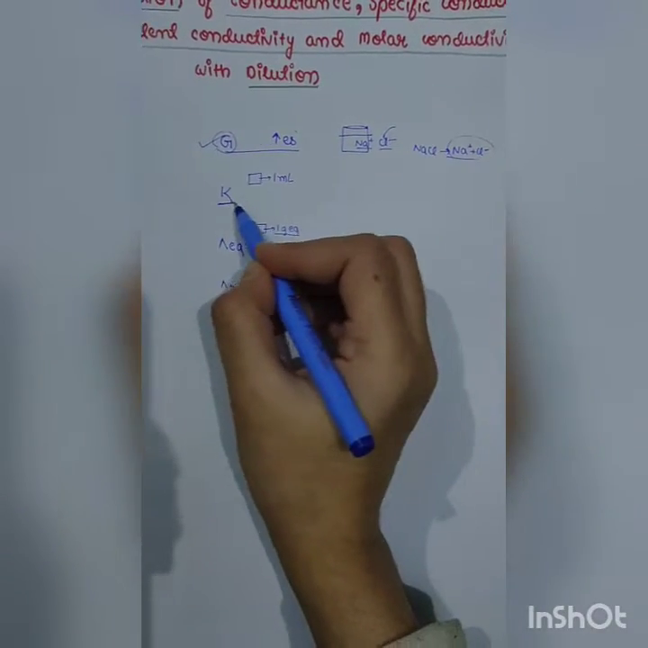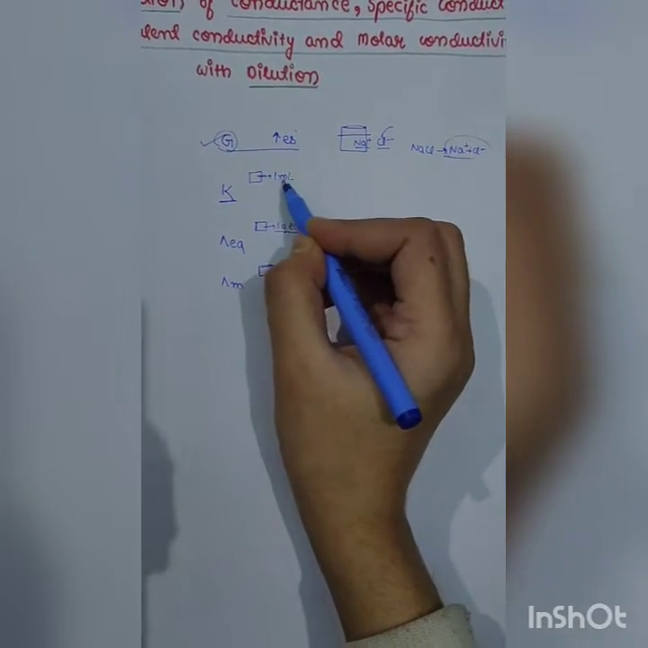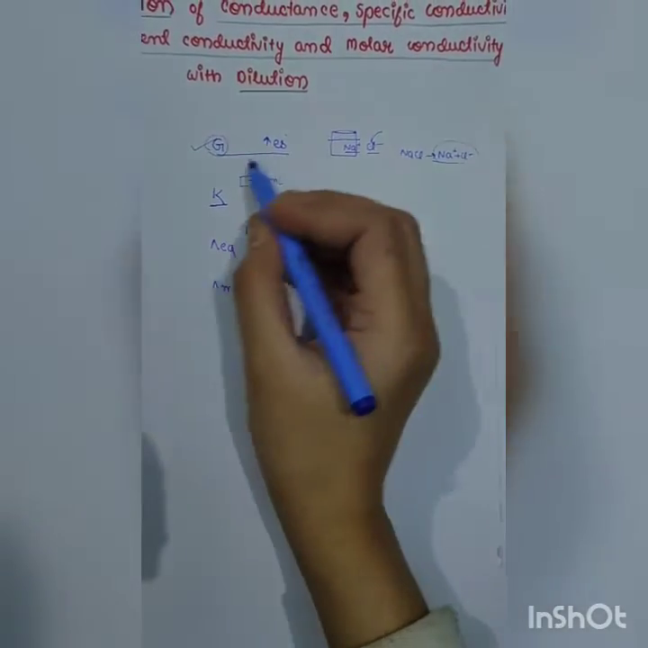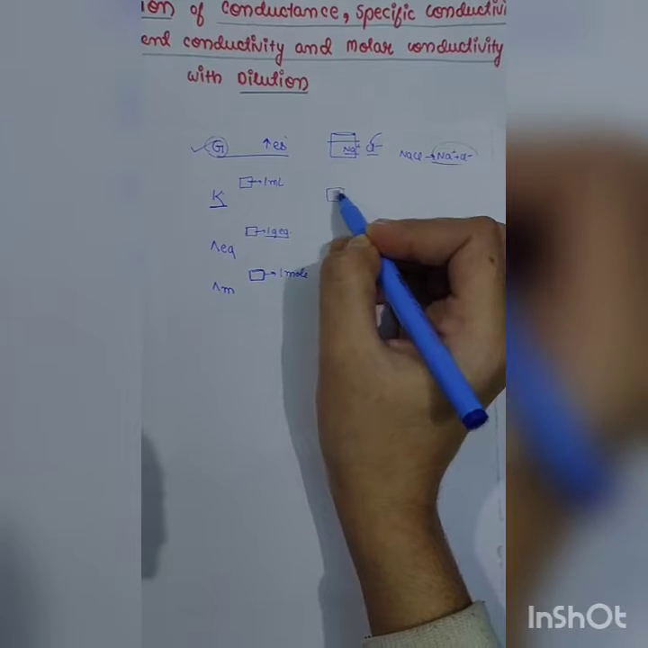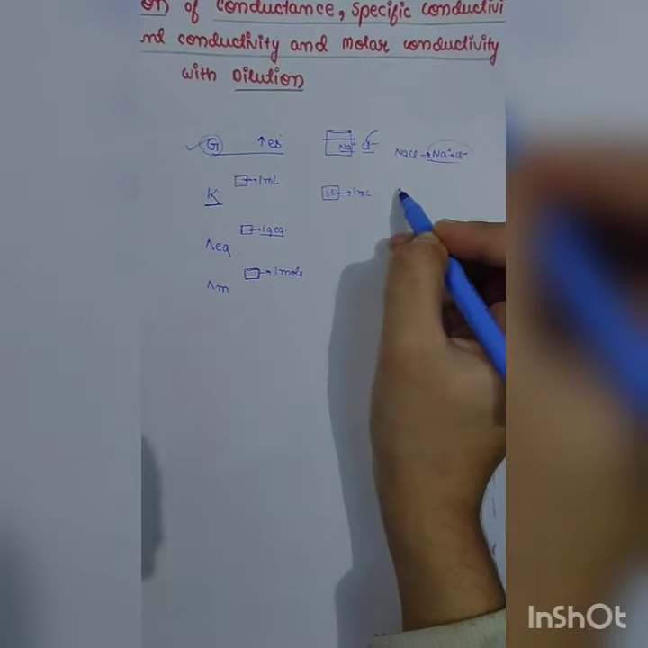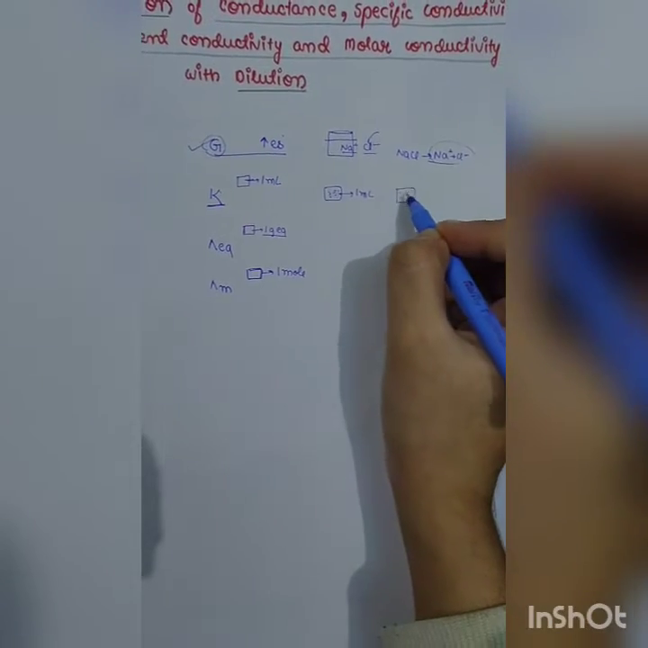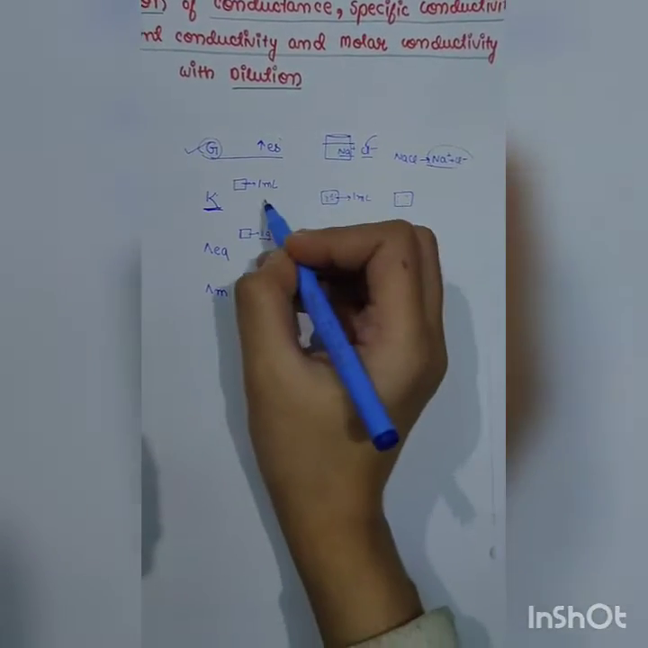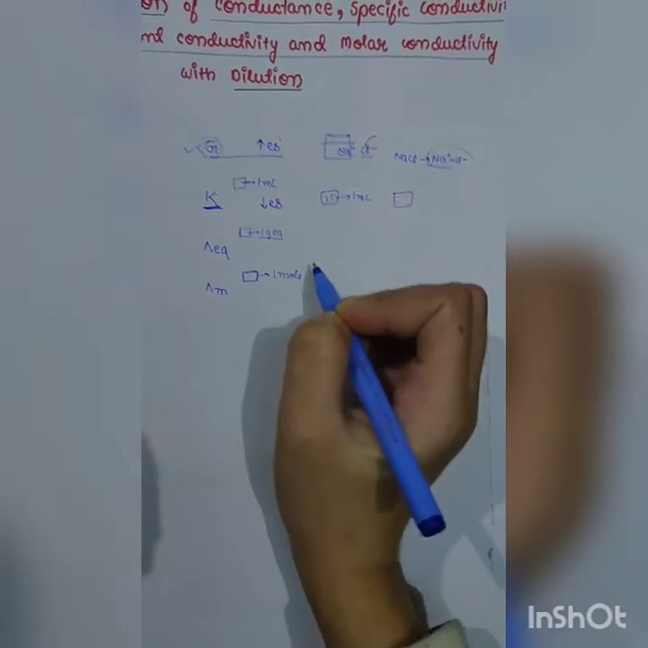Now conductivity. Conductivity is the conductance of 1 milliliter of the solution. So what happens when we are adding water to it? The ions that were present in 1 milliliter are reducing. Earlier they were close to each other, but if we add more water to the whole solution, they become far apart, because of which conductivity is decreasing. So conductivity decreases with dilution.